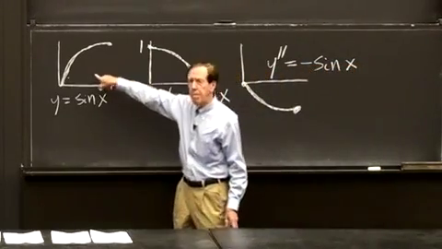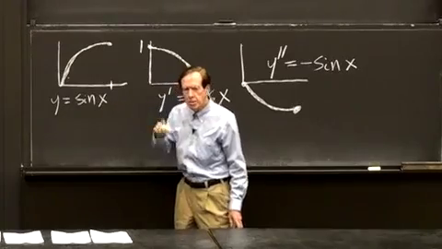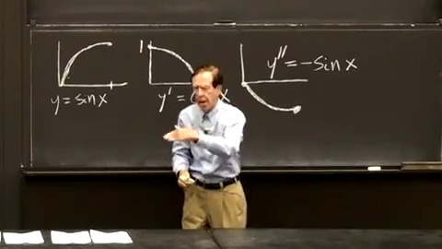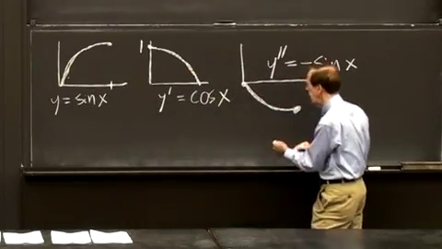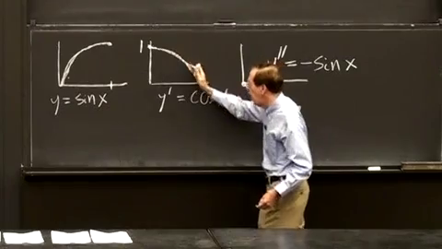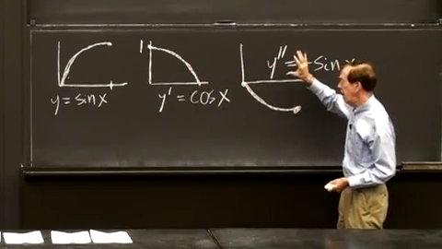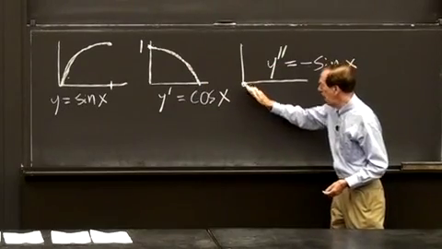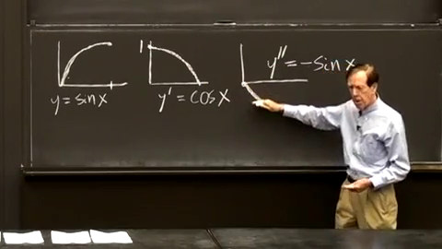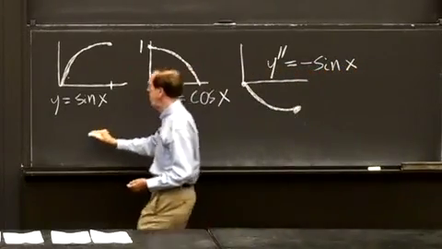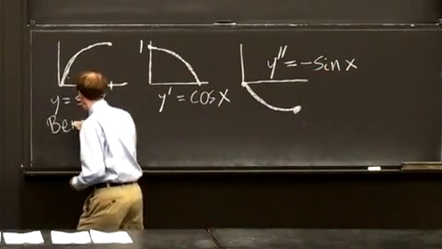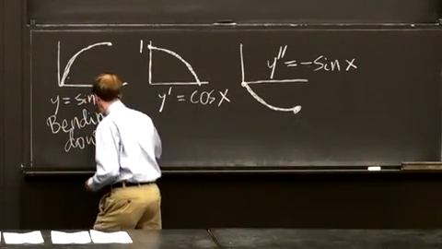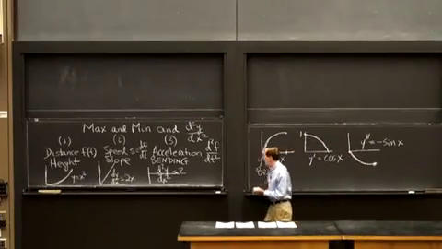And which way is our function bending? It's bending down. As I go along, the slope is dropping. And I see that in the slope curve, it's falling. And I see it in the bending curve because I'm below 0 here. This is bending down, where that one was bending up.